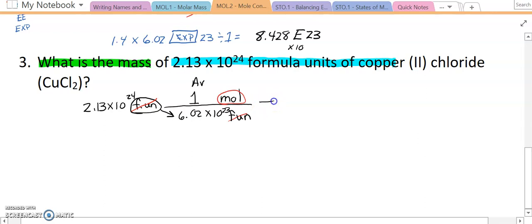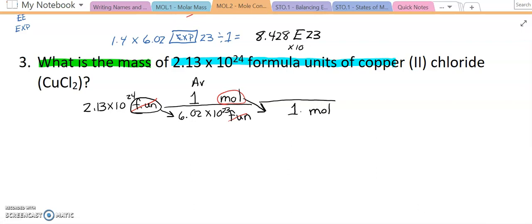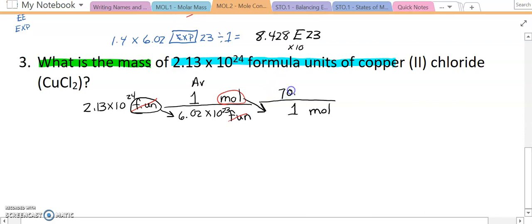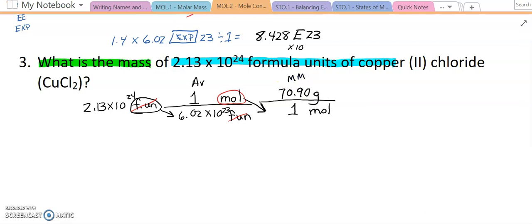So I need one more line, and this unit is going to go to the bottom. And if it's moles, I can sneak a 1 in front of it, and this is going to be a molar mass, which is going to be 63.55 plus 2 times 35.45, so I'm going to get 70.90. And this is grams. So I'm going to punch these numbers in my calculator quick and come up with 476. Watch your units with these conversions.